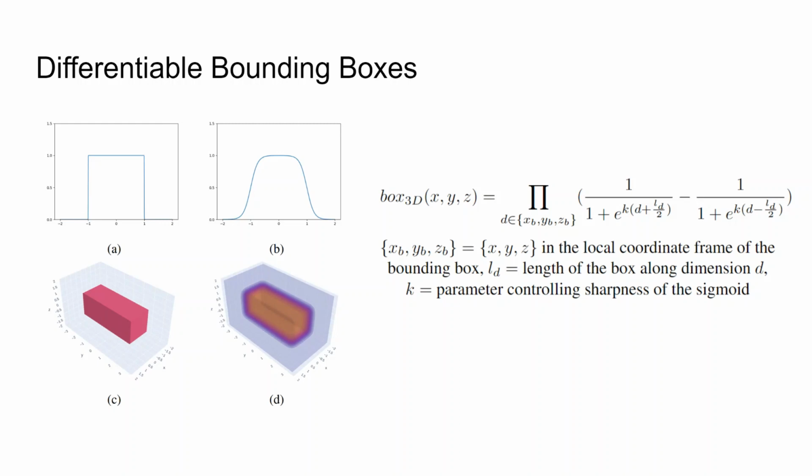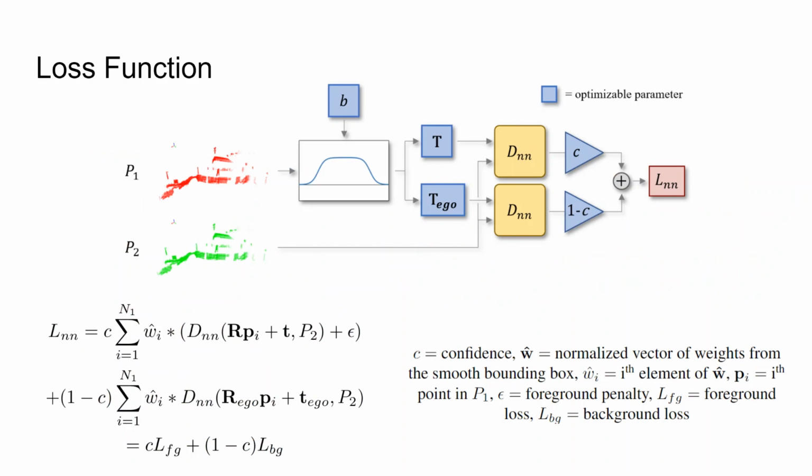However, the nearest neighbor distance is non-differentiable with respect to the bounding boxes, so to make them differentiable, we soften their edges using a sigmoid approximation, as illustrated here. In our true loss function, for each box, we differentiably select the points inside it and transform them using the box's transform and the ego transform. Then we compute the nearest neighbor distance between the two transformed point sets in the second point cloud.